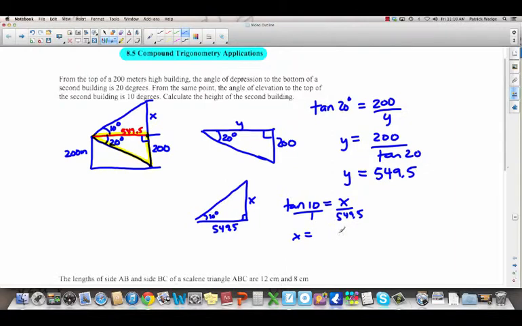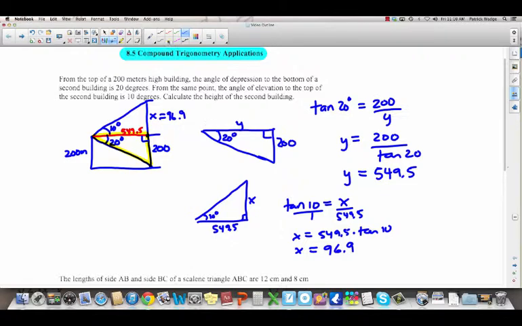1 times x is x, and then you just have to multiply 549.5 times tan 10. And if you do that, 549 times tan 10 is 96.9. So you now know that this x amount right here is 96.9.